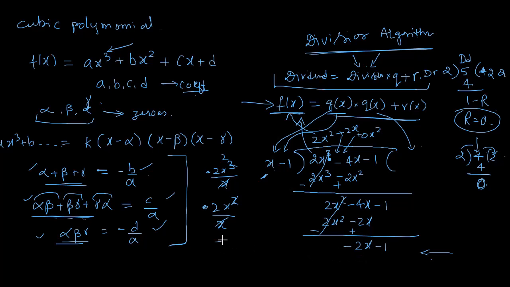Now I take minus 2x divided by x. X gets cancelled, so it's minus 2. Minus 2 into x is minus 2x, minus 2 into minus 1 is plus 2. Signs change, again minus, that gets cancelled, minus 1 minus 2 is minus 3. That is my remainder, that's my quotient, that's my divisor, that's my dividend. So just use the same rule as normal division, even to find the factors.